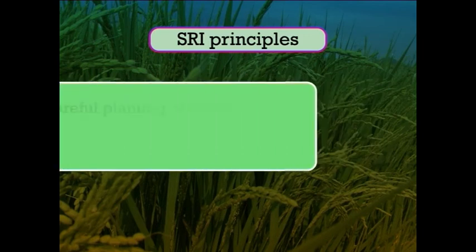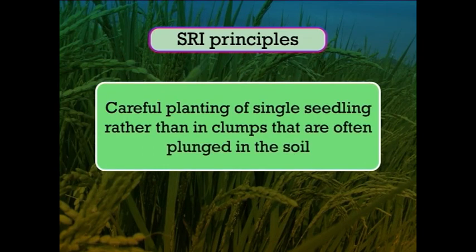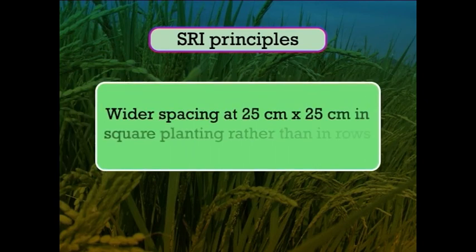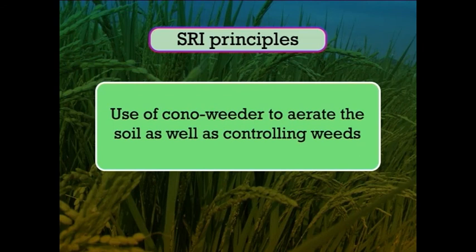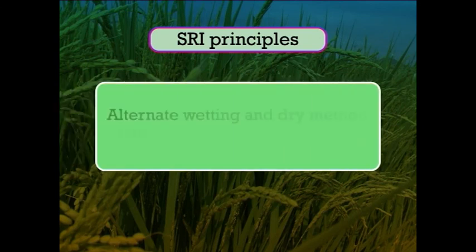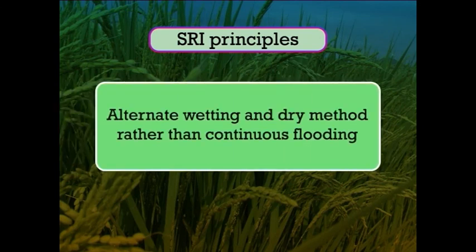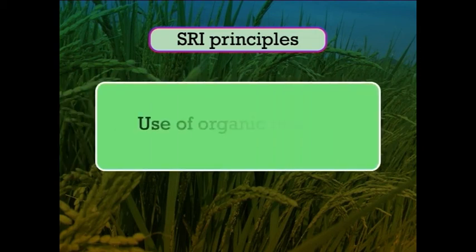Second one is careful planting of single seedlings rather than in clumps that are often planted in the soil. Third one is wider spacing at 25 cm by 25 cm in square planting rather than in rows. Fourth one is use of a cono weeder to aerate the soil as well as for controlling weeds. Fifth one is alternate wetting and drying rather than continuous flooding. And the last one is use of organic manure.